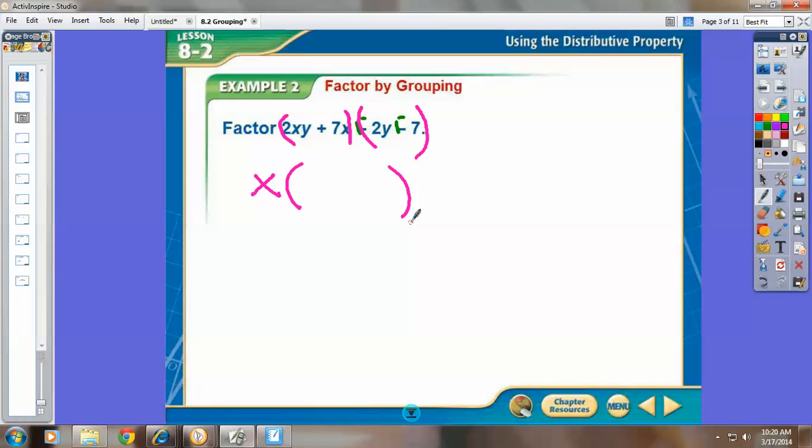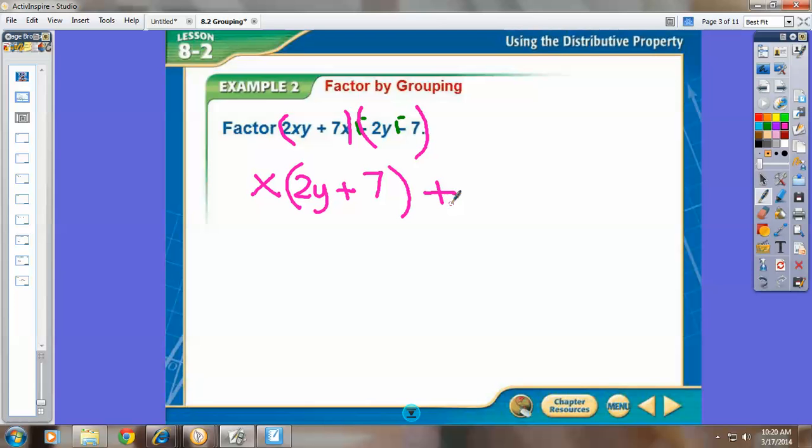And then I'm going to put a set of parentheses. In that set of parentheses, I'm going to write what I have left when I factored out an x. Just like we did when we did greatest common factor. So 2xy divided by x is how much? 2y. Plus 7x divided by x is? 7. Plus, because there's a plus sign here between my parentheses.